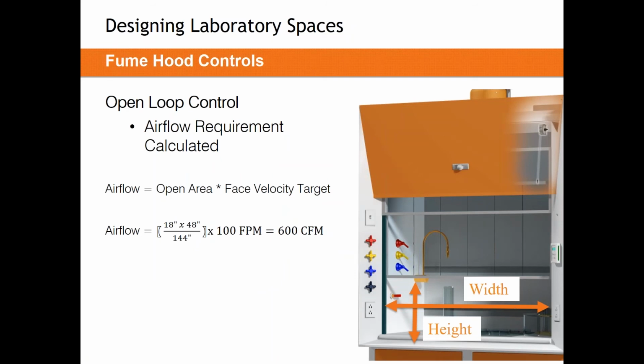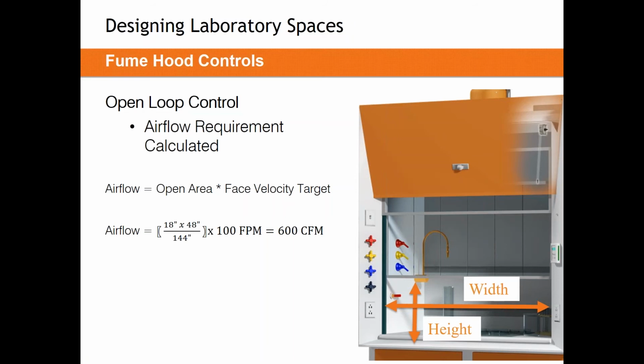Open loop looks just like this. Sash position control is a very simple control strategy. We know the width of the fume hood. It doesn't generally change. And we can measure the height using a sash position sensor. So on this specific hood, we know the sash opens to 18 inches. Maybe it's 48 inches wide. If we divide by 144 to get our units right and multiply by the face velocity target, we now know we need 600 CFM to get that face velocity exactly to 100 feet per minute.